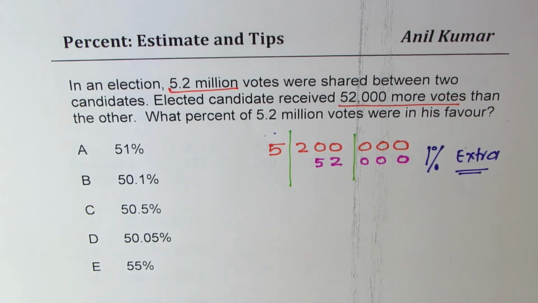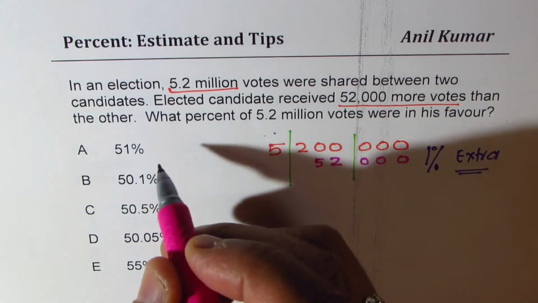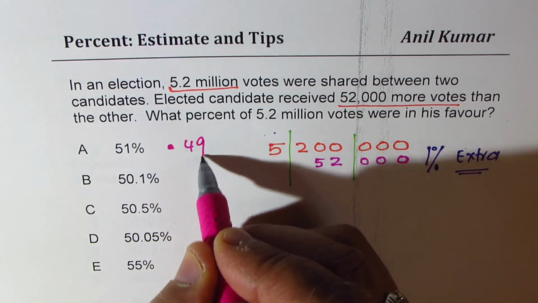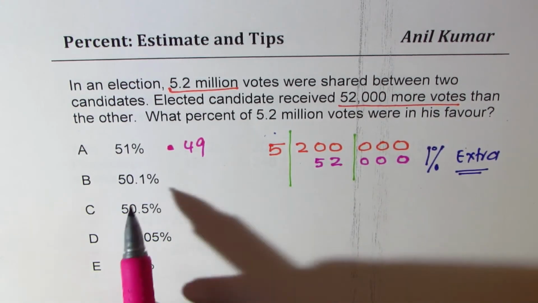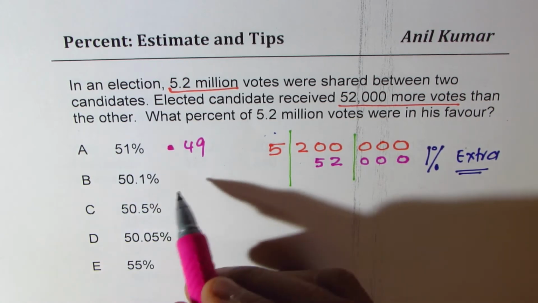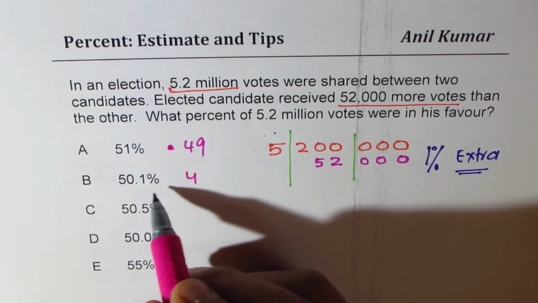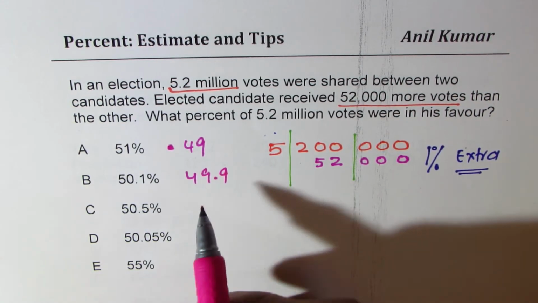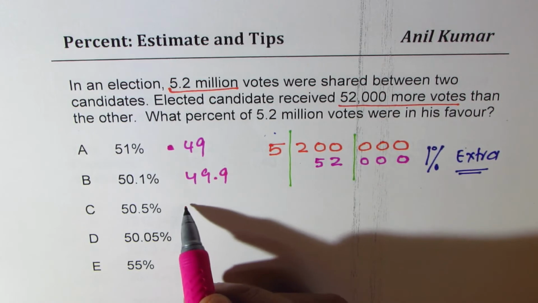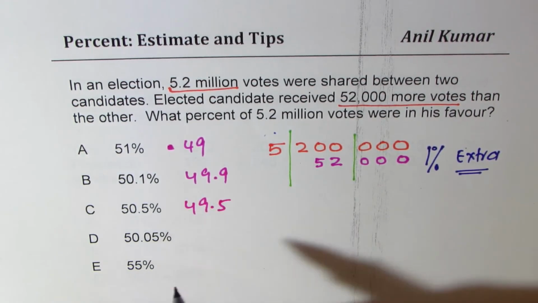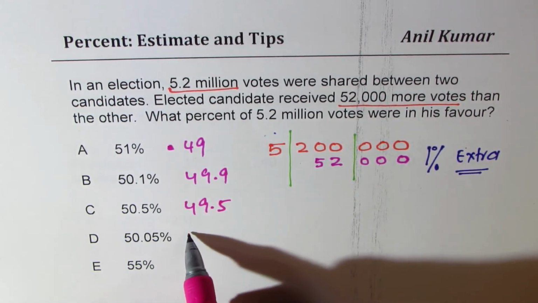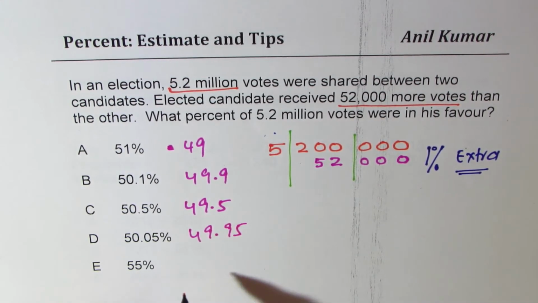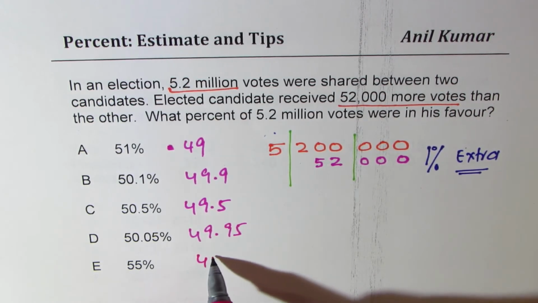You get an idea. So we are given 51%, these numbers. If this is 51, what will make it 100? The other person is getting 49, right? If it is 50, the other person is getting what? 0.9 less, so 49.9. 50.5 means what? It means 49.5, correct? 50.05 means 49.95, correct? And 55 means 45.